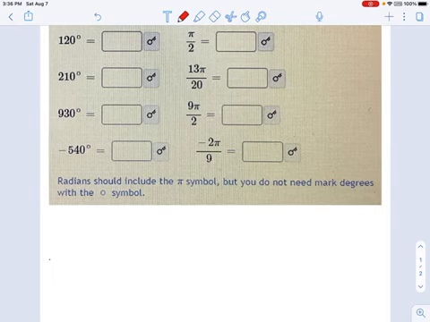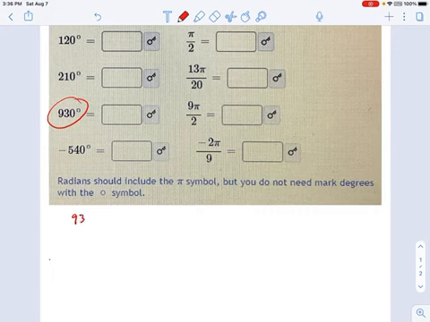Let's take 930 degrees. Okay, I'm going to look at this guy. 930 degrees. What is that in terms of radians? Well, I don't have that memorized. Maybe you have a couple easy ones memorized, like you might know that 180 degrees is always pi, and 360 is always 2 pi. But I don't know what 930 is. So what we're going to do is multiply this by a special fraction, pi over 180 degrees.